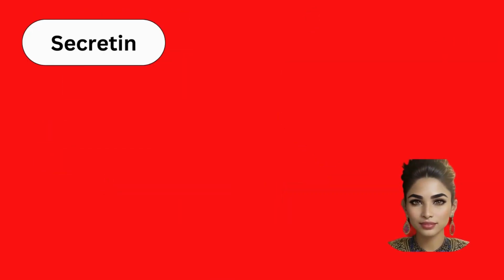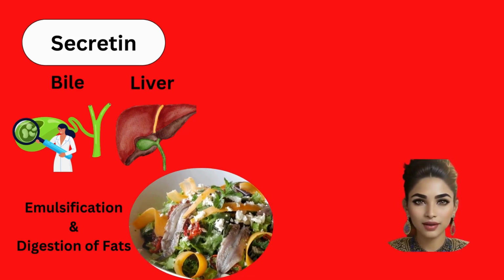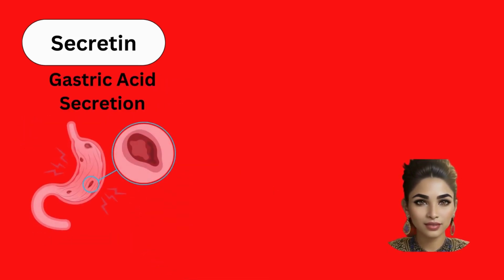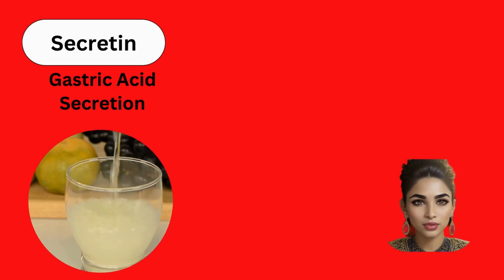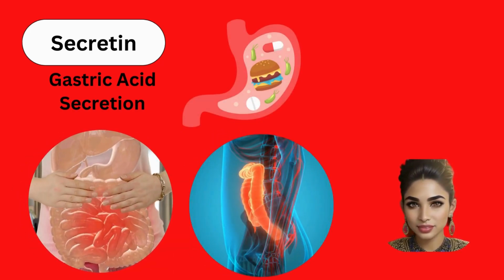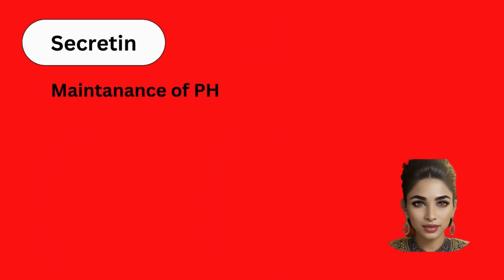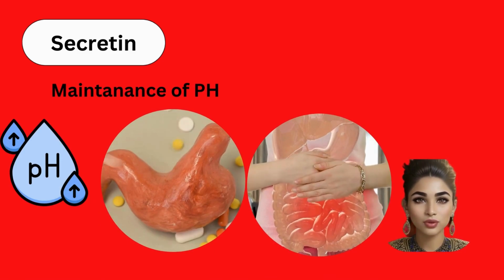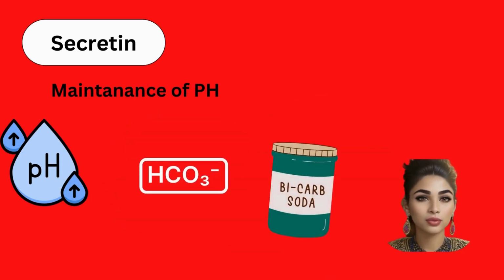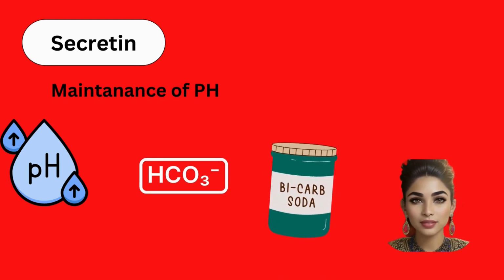Secretin promotes the release of bile from the liver, aiding in the emulsification and digestion of fats. Inhibition of gastric acid secretion: secretin inhibits gastric acid secretion, helping to reduce the acidity of the chyme before it enters the small intestine. Maintenance of pH in the small intestine: by promoting the release of bicarbonate-rich fluids, secretin helps maintain an optimal pH for the action of digestive enzymes in the small intestine.